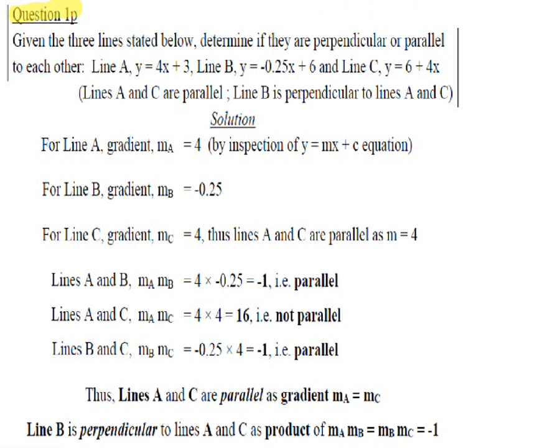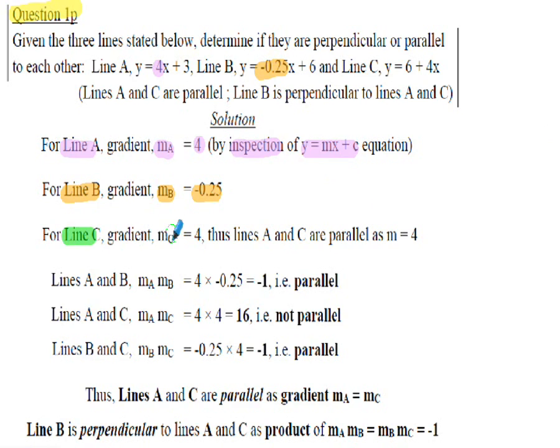Question 1p solution. We're given in the question 3 lines. Line A, y is equal to 4x plus 3. Line B, y is equal to negative 2.5x plus 6. And line C, y is equal to 6 plus 4x. So the solution for line A, the gradient for A, MA, is seen to be 4. By inspection of the equation y equals mx plus c, we can see that the m is equal to 4. For line B, the MB is negative 0.25. Again, by inspection of the equation y equals mx plus c.